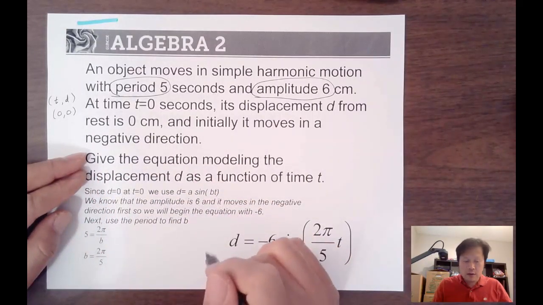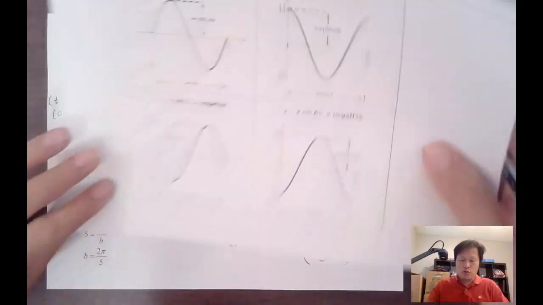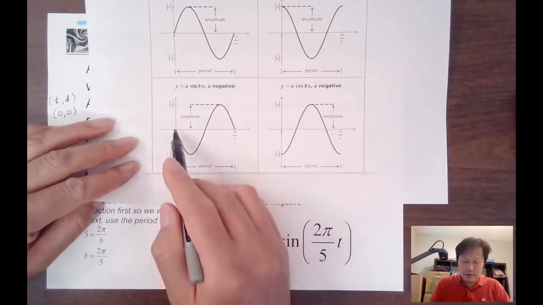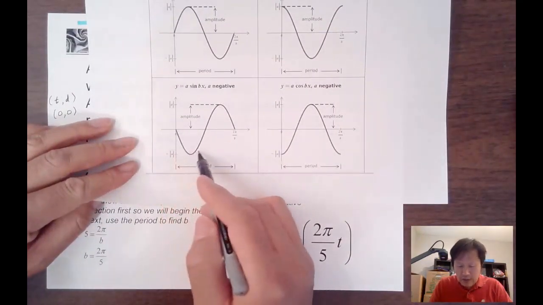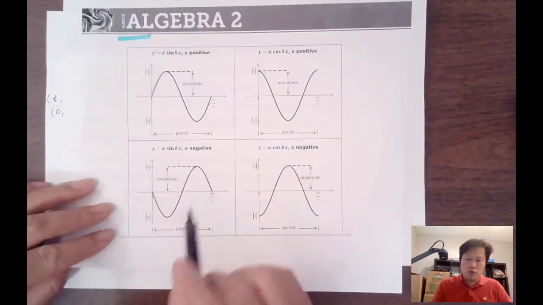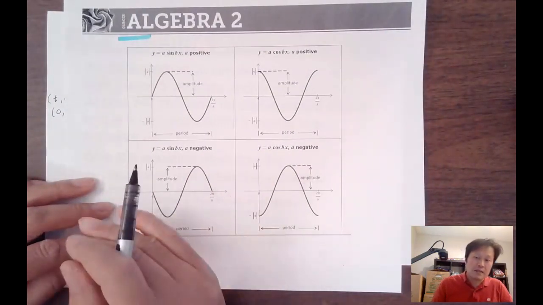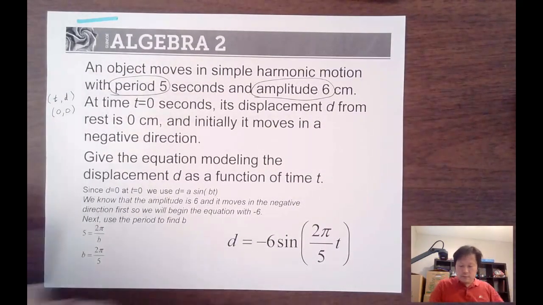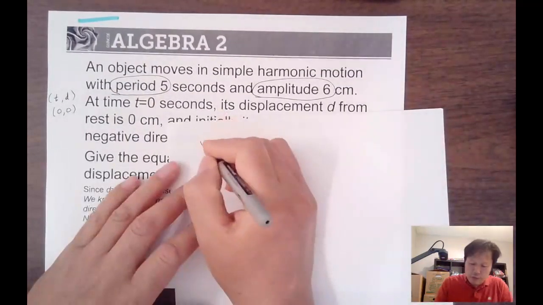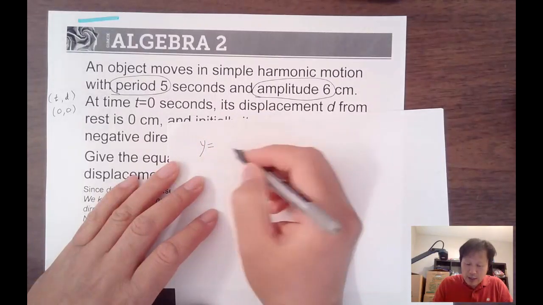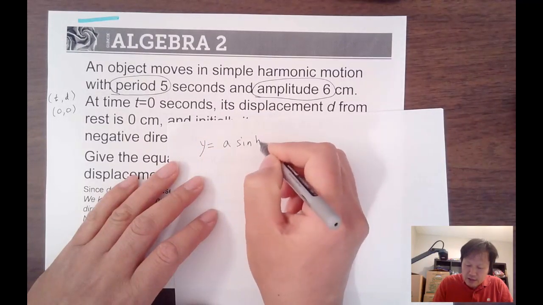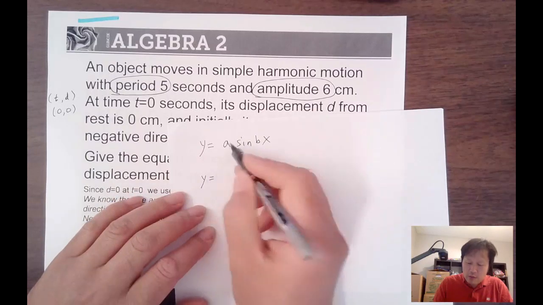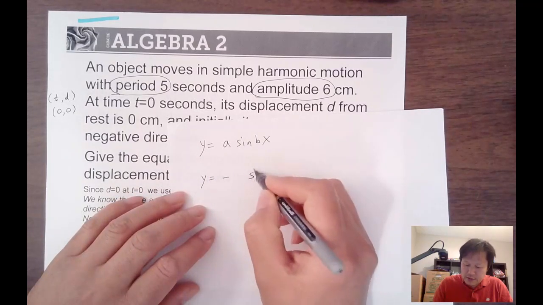So you should know this is the case. Start from 0, 0. It's shooting down first. So you should know this is sine with a minus in front of it. So right then, how to know: y equals a sine bx, that's what you are looking for, but the a value will have a minus in it.